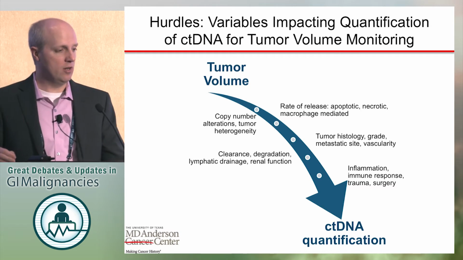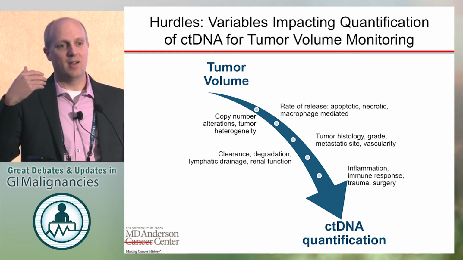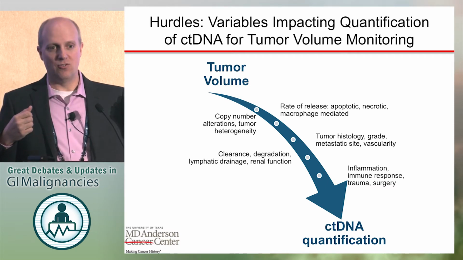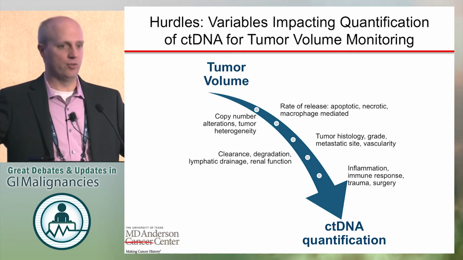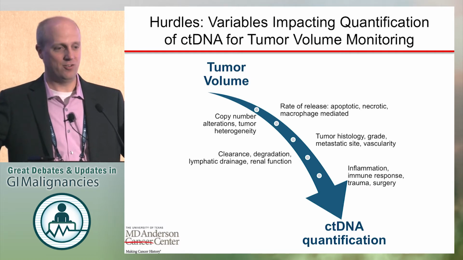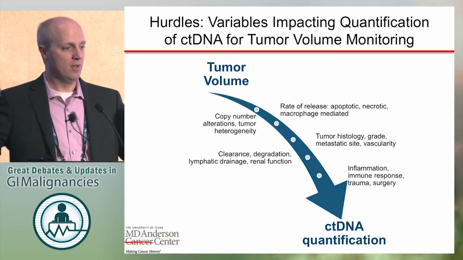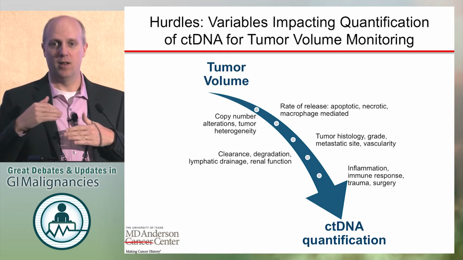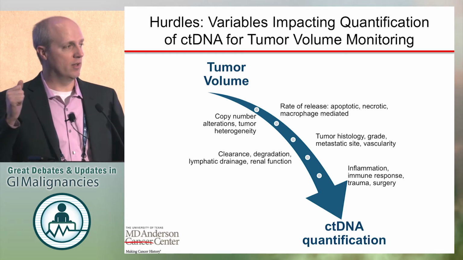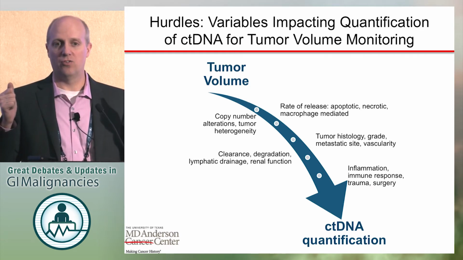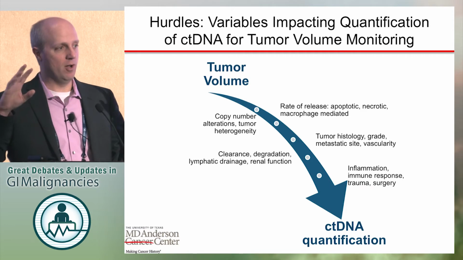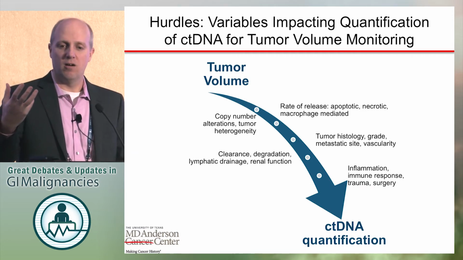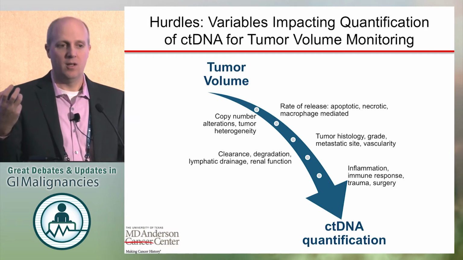So hurdles here are that, and we can learn from CEA, right, that Mrs. Jones and Mr. Smith's CEA levels are not very comparable, right? So they're not good measures of tumor volume between patients. Within patients, it's very good, right? But we just have to remember that there are certainly different phenotypes, and some tumors that we talk about being more secretors than others. But really, this is a composite of a number of variables.